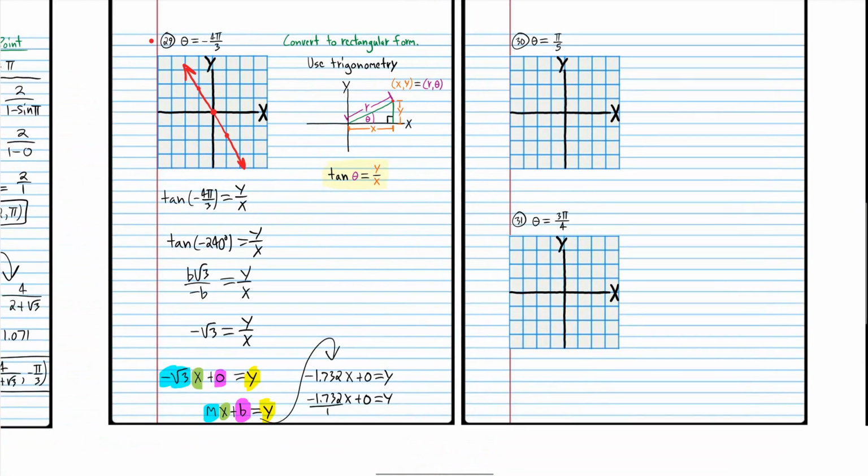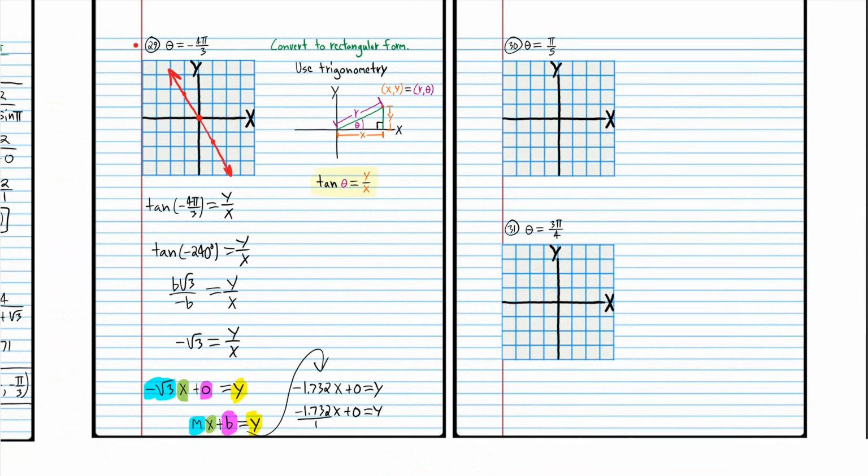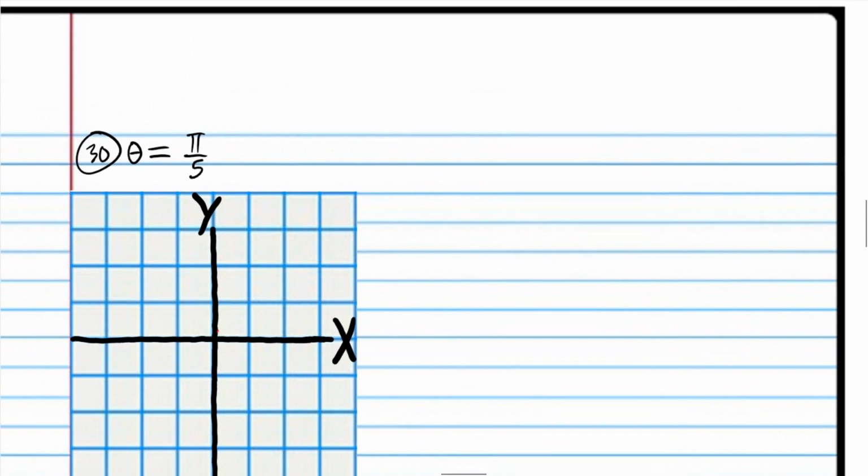So that was a special angle. This is not a special angle. So we're going to do some things a little differently. So again, tangent theta is equal to y over x. That's our conversion, one of the tools that we use.